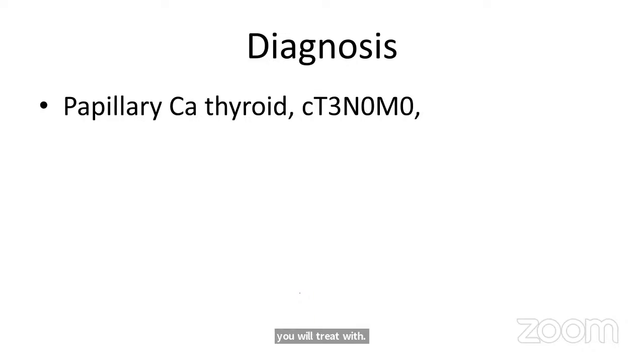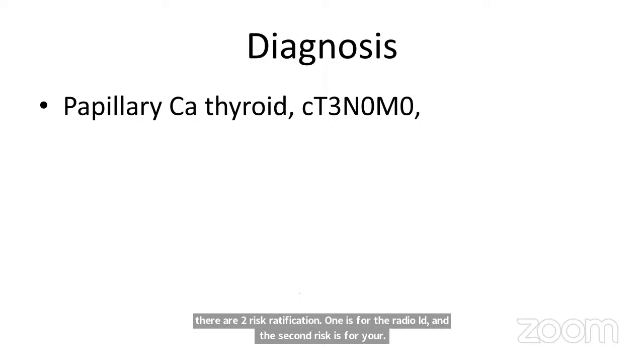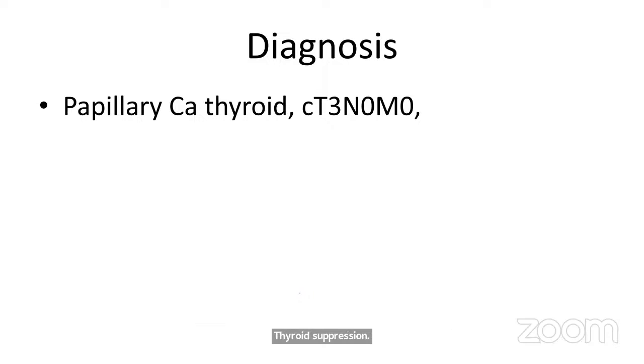Madam's point is extremely correct. Post histopathology, you have to do a risk stratification. Now, there are two risk stratifications. One is for the radioiodine adjuvant treatment, and the second is for your thyroid suppression or follow-up. Do you understand? There are two risk stratifications: one is for the radioiodine, and the second is for the follow-up.